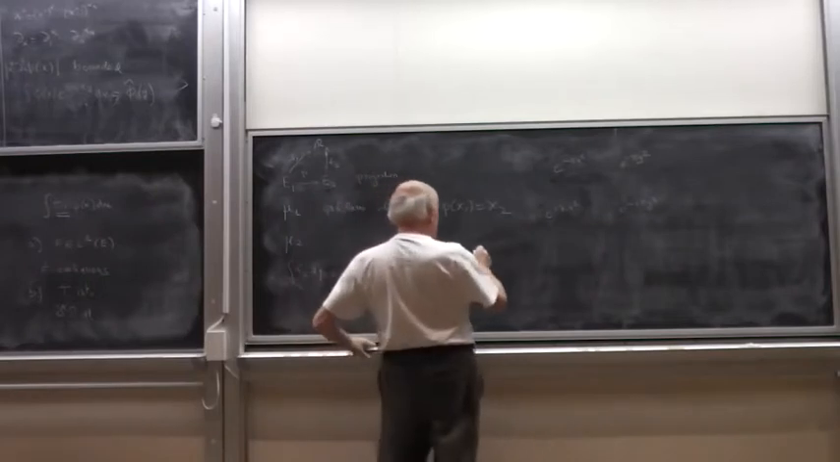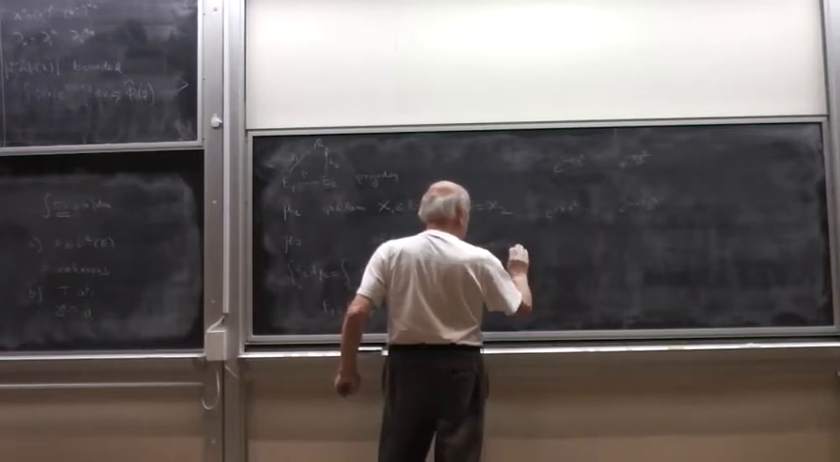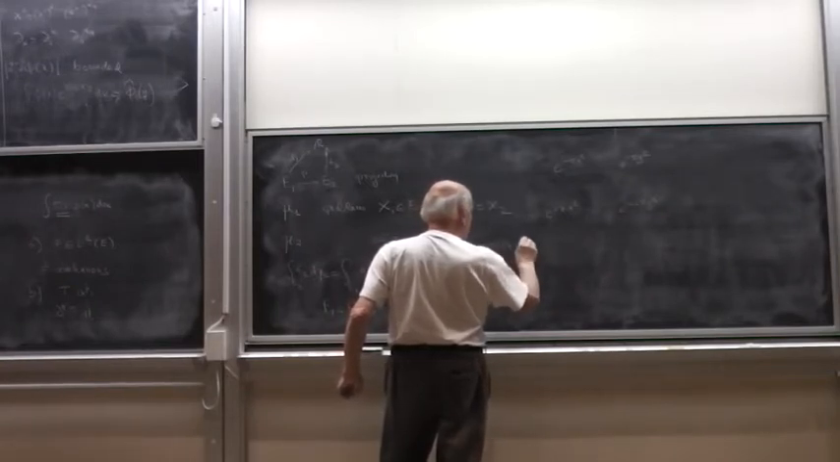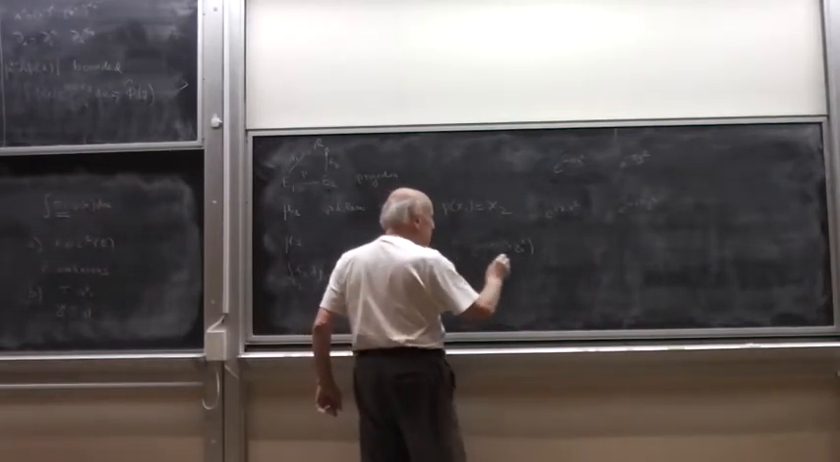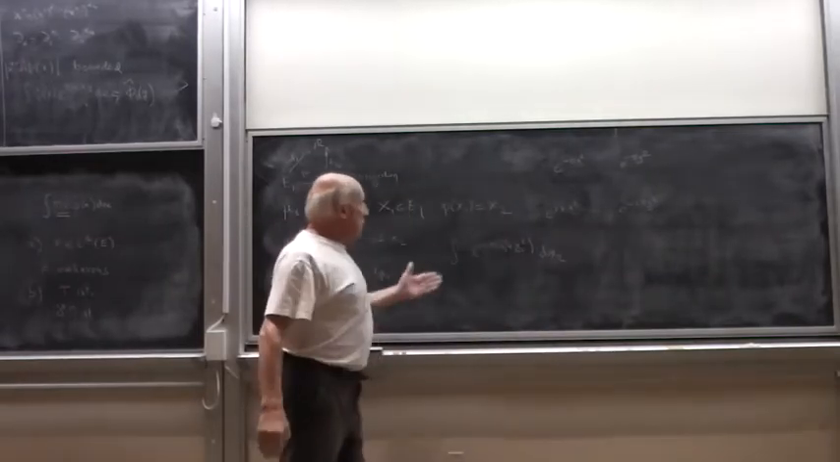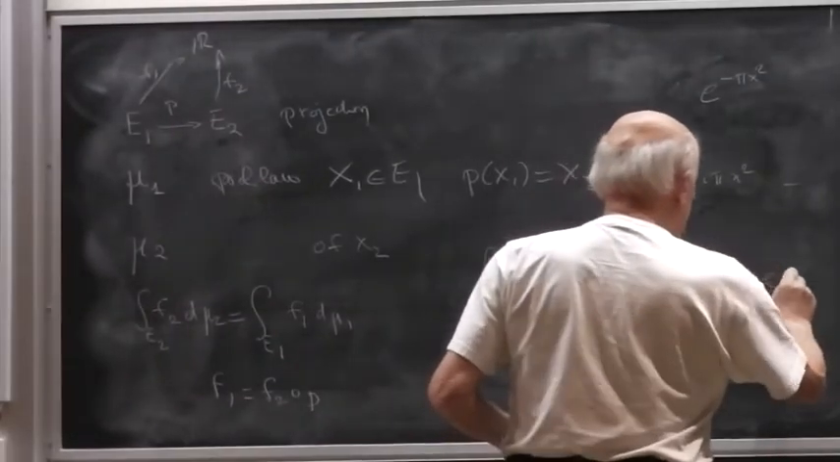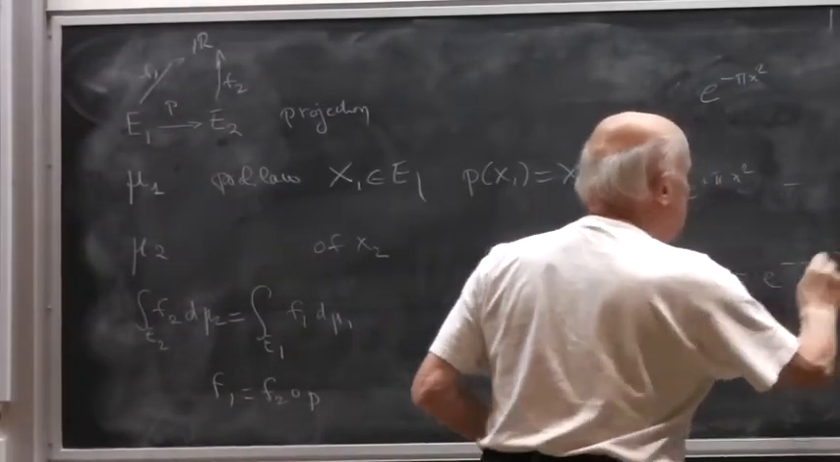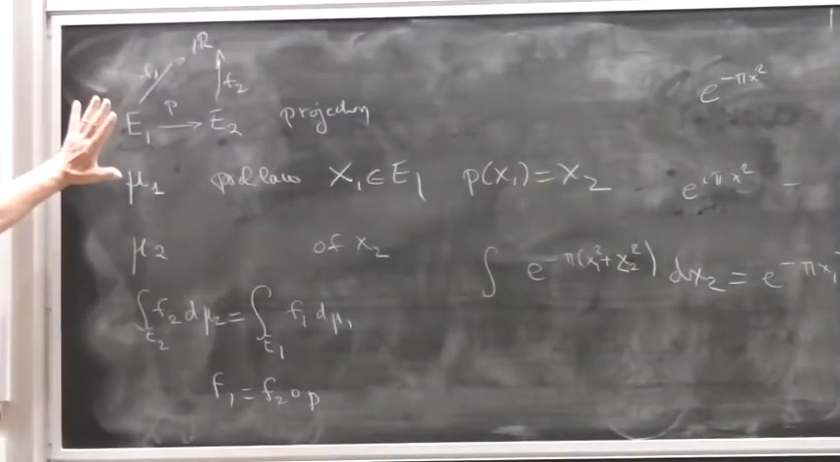For instance, if you have a Gaussian law in two variables, the probability density will be exponential of minus x1 squared plus x2 squared. And the projection means integrating with respect to x2 in order to keep only the dependence on x1. Miraculously, it's exponential of minus x1 squared. So now this is classical probability.